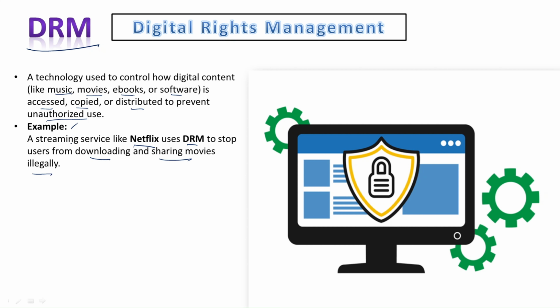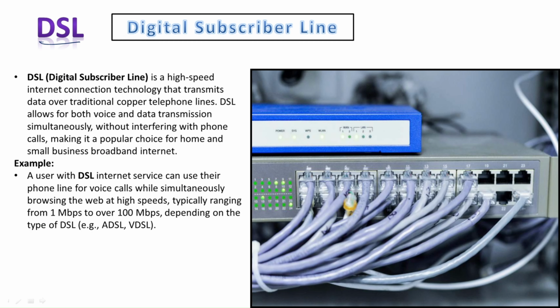DSL, that is digital subscriber line. So DSL is a high-speed internet connection technology that transmits data over traditional copper telephone lines. DSL allows for both voice and data transmission simultaneously without interfering with phone calls, making it a popular choice for home and small business broadband internet.